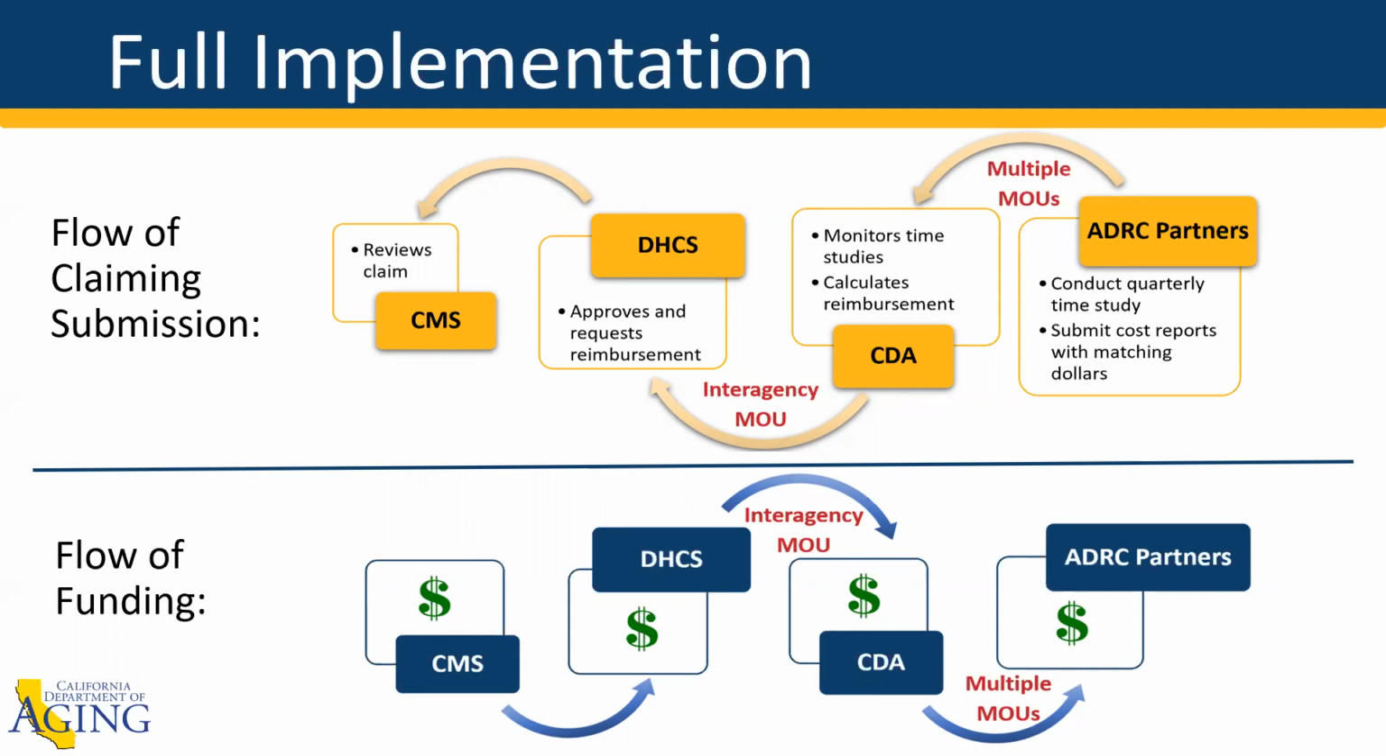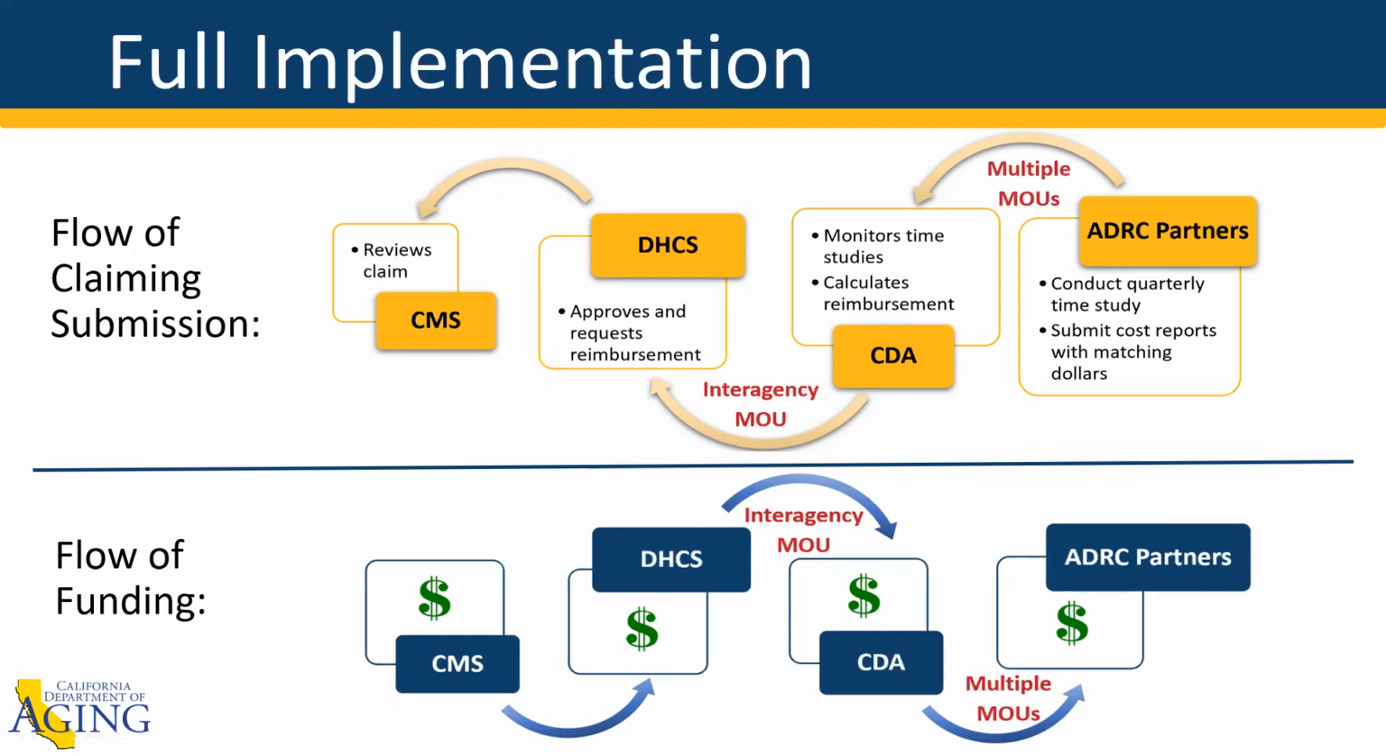ADRC partners would figure out how much it costs to fund each of those positions for that given quarter, and they would determine the portion of costs funded by local dollars. All of that information would enable the ADRC partner to calculate not only the maximum potential for reimbursement for each staff, but also the actual FFP that can be claimed. And then the ADRC partnership would aggregate all that data from their core and or extended partners and provide those cost reports to CDA.